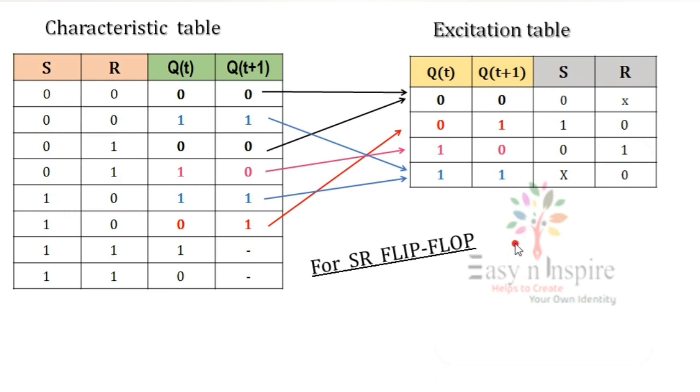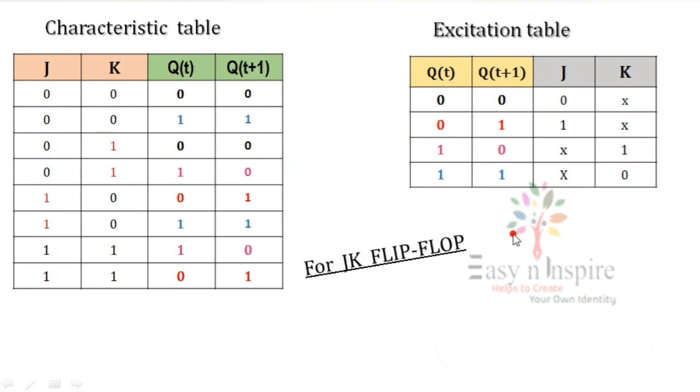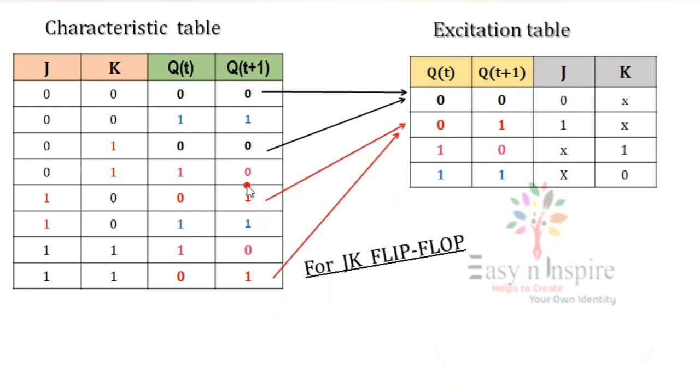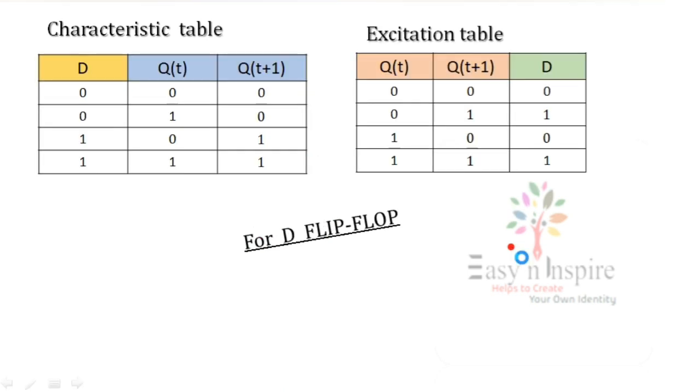Similarly, you need to derive excitation tables for the JK flip-flop. See the JK flip-flop characteristic table; I have taken this from the JK flip-flop video. The 0 0 combination is J0 K0. Again J0 K1: J is common, 0, and K is different, X. Similarly for the others. Like this you need to derive for D: 0 0, 0 1, 1 0, 1 1.